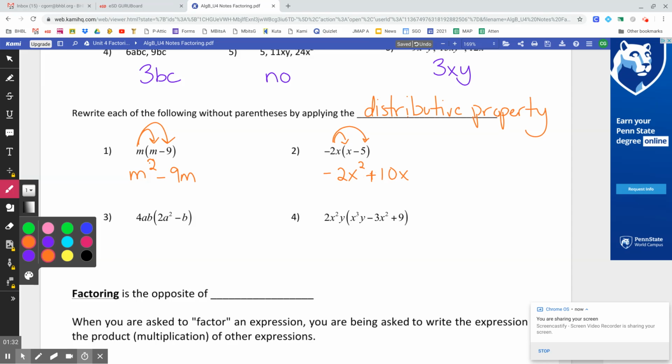Number 3, distribute 4ab to all of my terms. I'm going to end up with an 8a to the third b minus 4ab squared. And number 4, when I distribute to everything in my parentheses, I'm going to end up with 2x to the 5th, y to the 2nd for my first term, minus 6, x to the 4th, y for my second term, and 18x squared y for my third term.